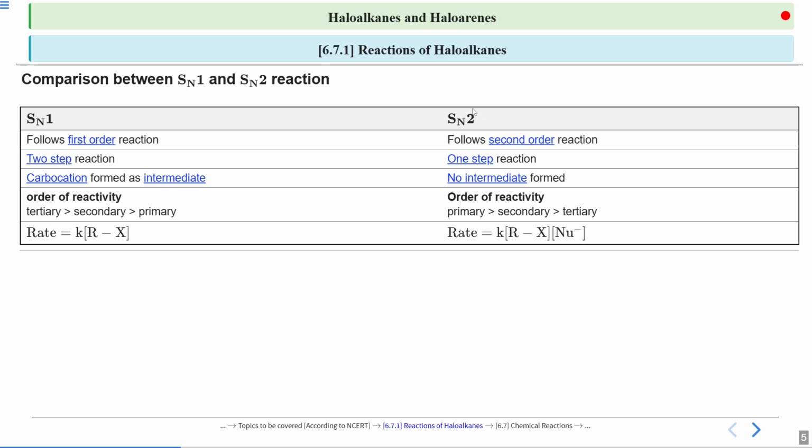Okay. If you talk about the rate, the SN1 reaction rate is dependent only on the concentration of alkyl halide. So the rate equation will be rate = k[RX].